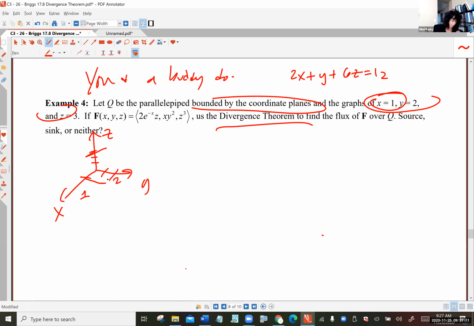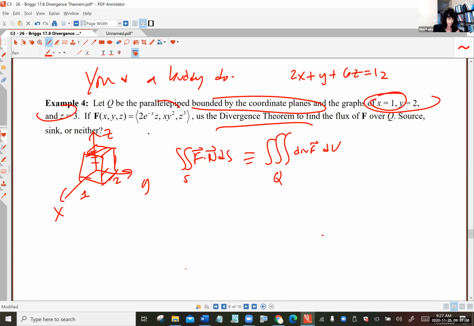So basically, this is a rectangular box, because it's bounded by the coordinate planes and these other 3 planes. So there's your box, and that makes it easier when you set up the triple integral. Your total flux, which they always write as a flux integral, is really the same as the triple integral over the solid of the divergence of the vector field. If you did the divergence correctly, you should have got -2 e to the negative xz plus 2xy plus 3z squared.